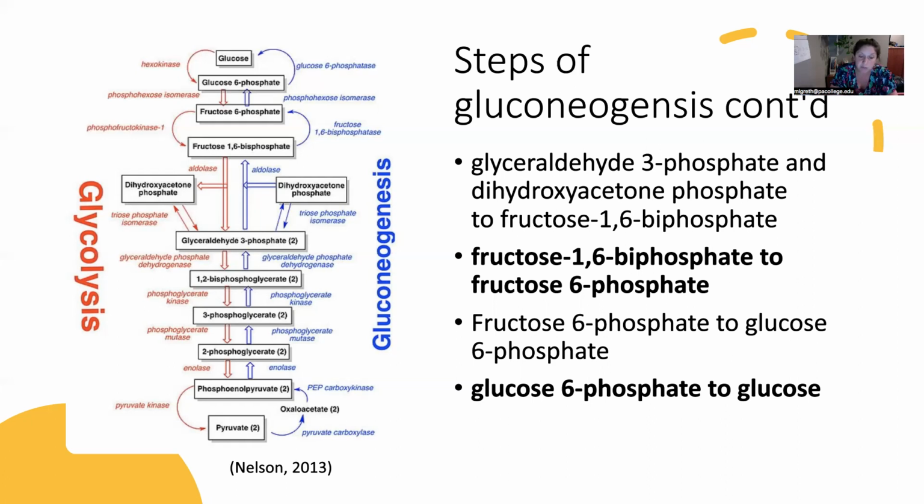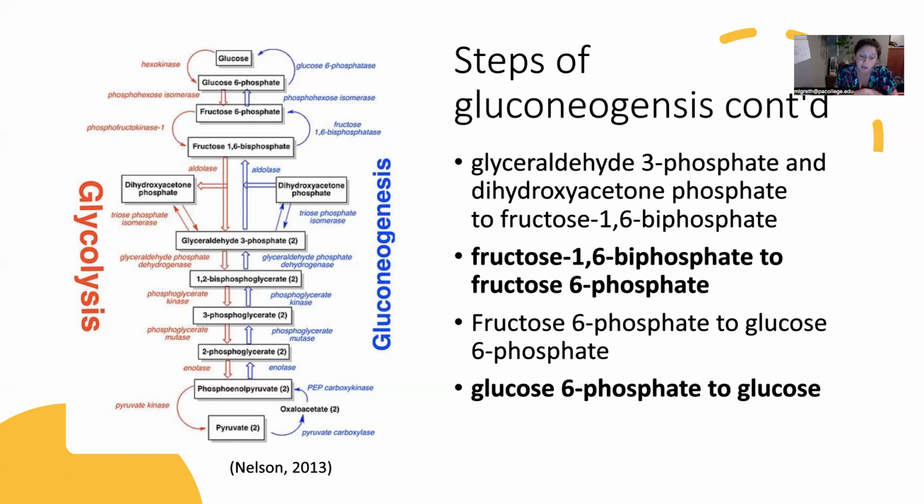And then fructose 6-phosphate is converted to glucose 6-phosphate by phosphohexose isomerase. And then the last step is the last bypass step. This is when glucose 6-phosphate is converted to glucose. This is done by dephosphorylation of the glucose 6-phosphate by glucose 6-phosphatase, a magnesium-activated enzyme.